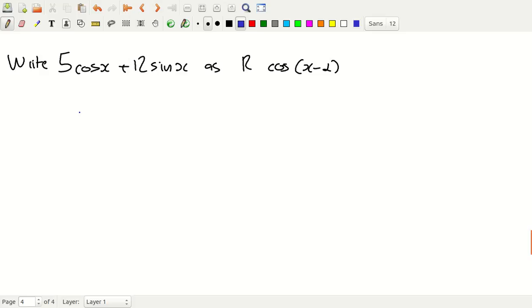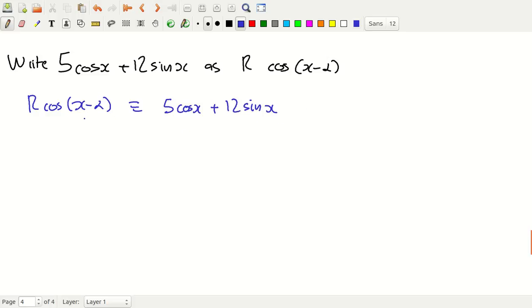So this is a very similar problem to the last one. We've got 5 cos x plus 12 sin x, and we're told to write that as r cos(x minus alpha). So just as before, we start with r cos(x minus alpha), and we'd like that to be identically equal to 5 cos x plus 12 sin x.